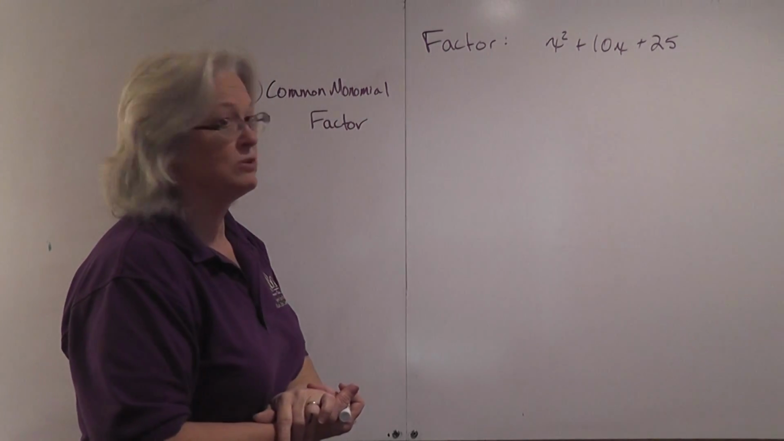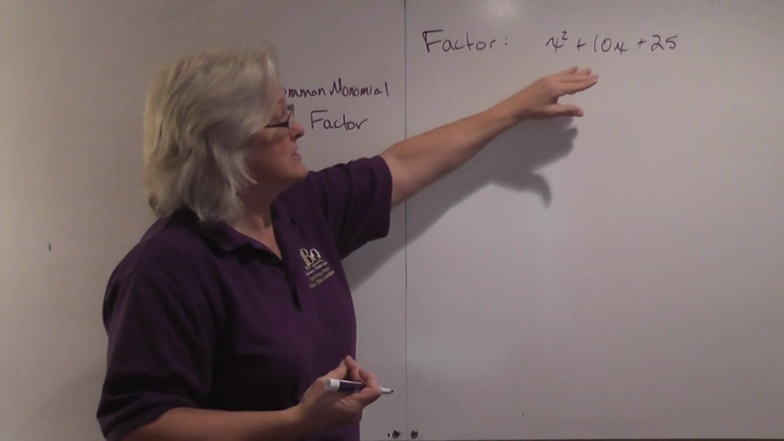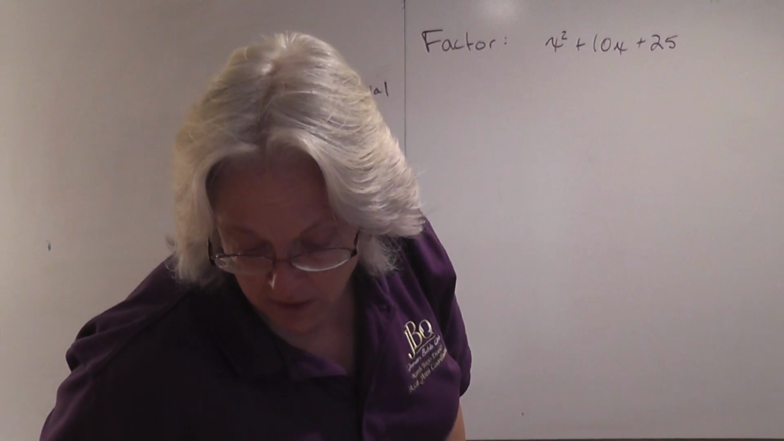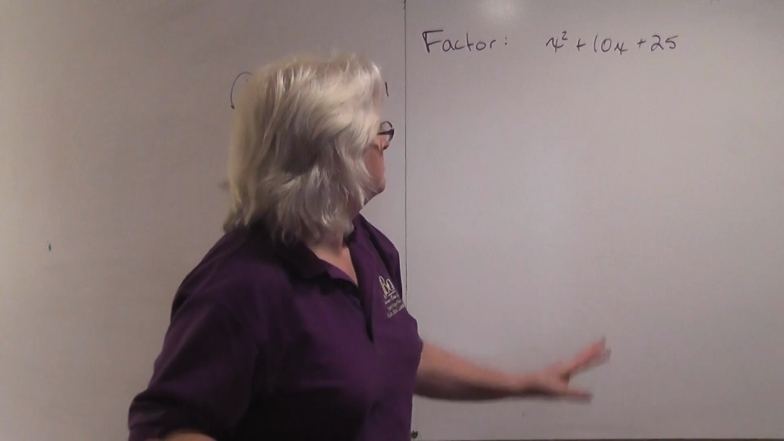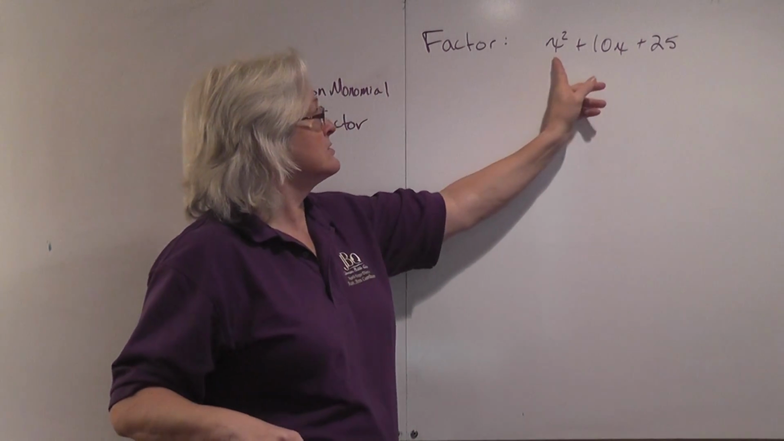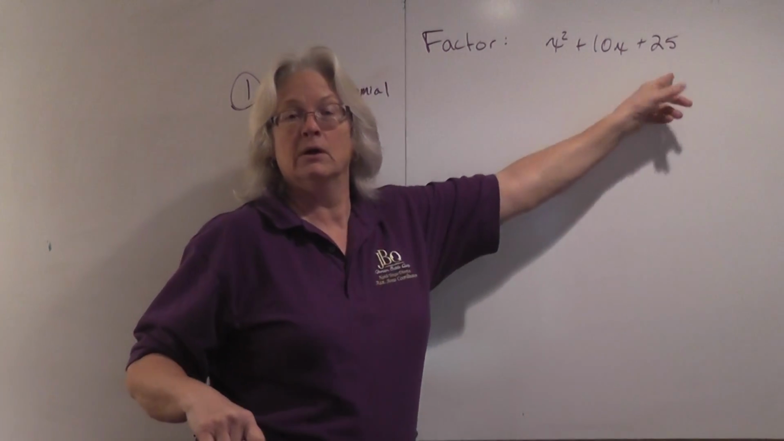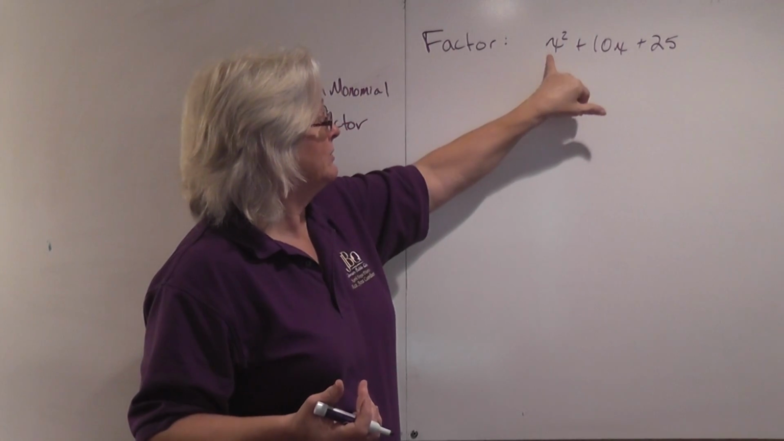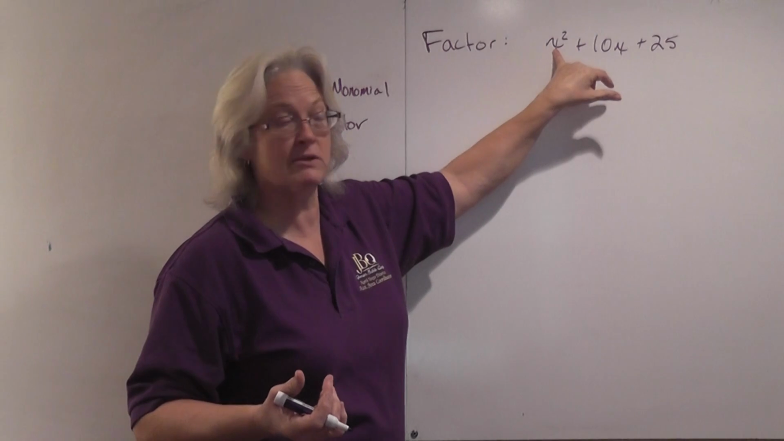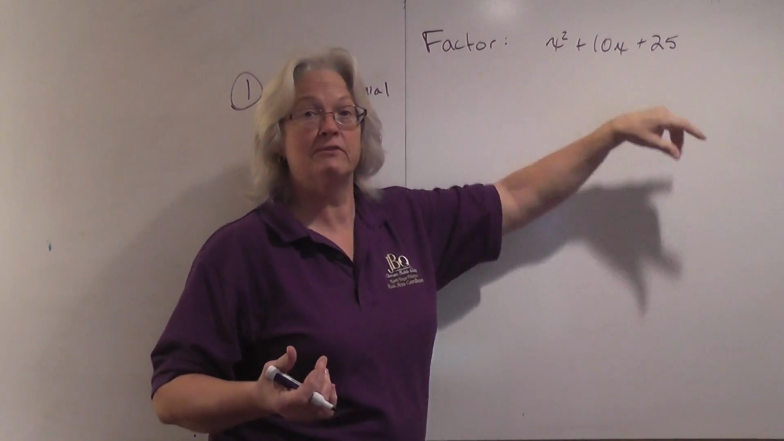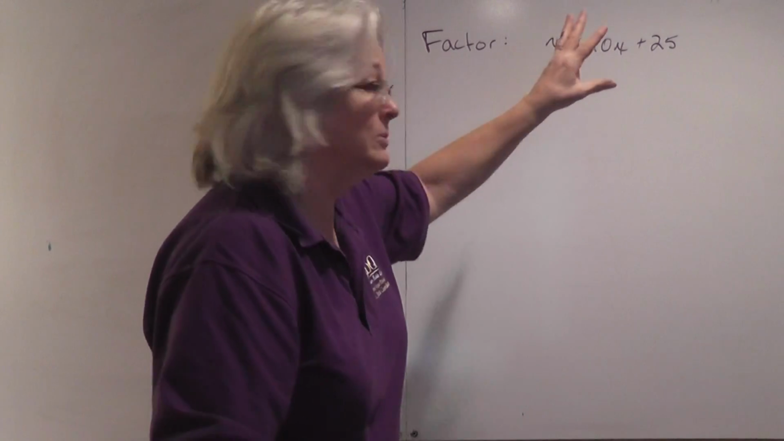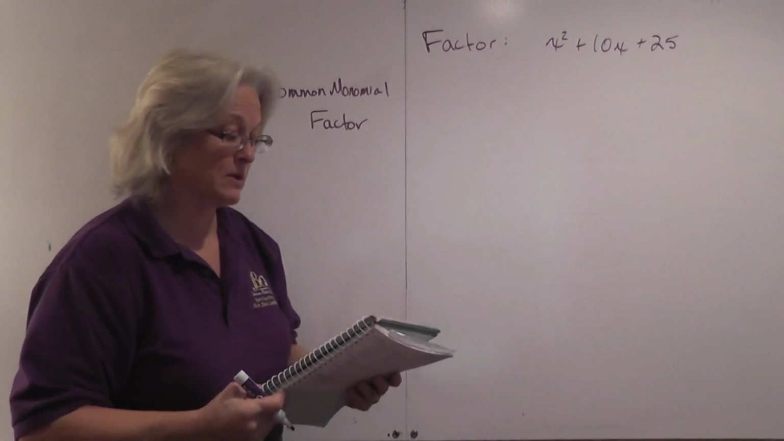So now we want to recognize, is this a perfect square trinomial? Well, no common factor. Let's look at the first term and the last term. Are they perfect squares? Yes. x times x is x squared. 5 times 5 is 25, so we do have 2 perfect squares here.